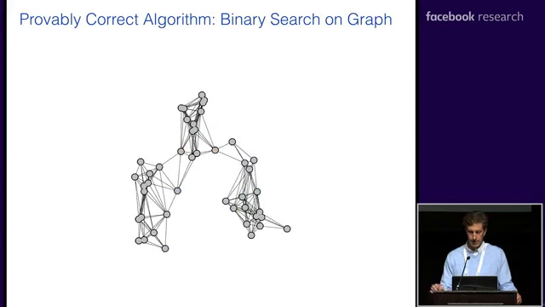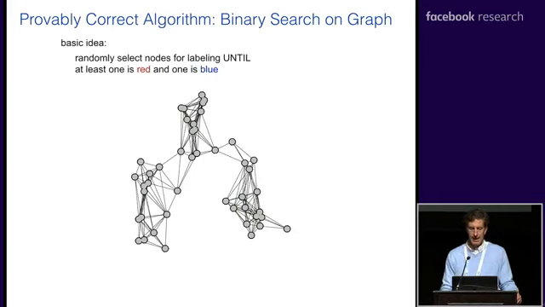So Jerry and I and one of my students went back to the drawing board a few years ago and tried to develop a little bit of theory to help explain the good performance of these types of methods. And we developed a method you can think of as sort of like a binary search on the graph. So the basic idea is you start off again with a graph over your unlabeled data set. You start randomly selecting nodes for labeling until you find at least one red example and one blue example. So for example here, now I have one red and 3 blue.